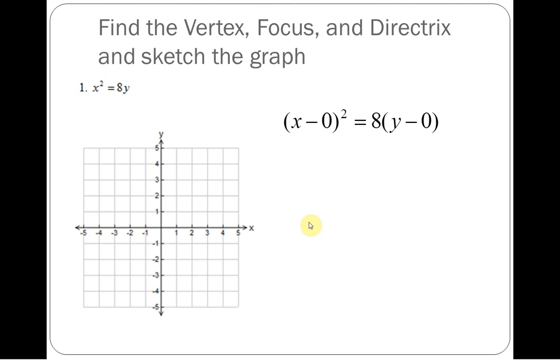Remember, it's supposed to look like this: x minus h squared equals 4p times y minus k. When there aren't numbers there, it means that it's technically 0. You're subtracting 0 from both. So your vertex is 0, 0, the origin. You then want to go after your p-value. So you set 4p equal to 8, you divide by 4, and you get p equals 2.